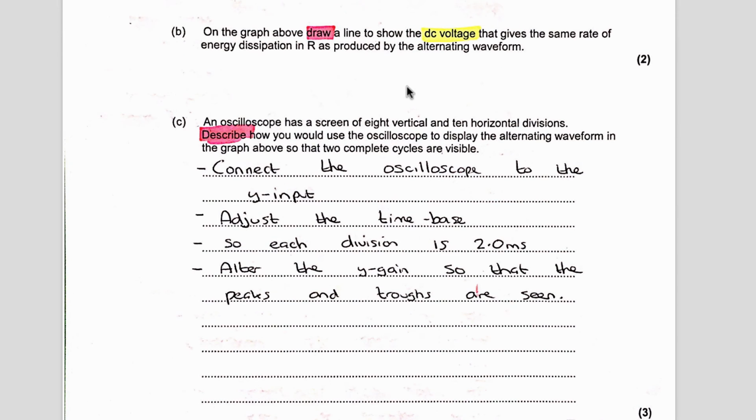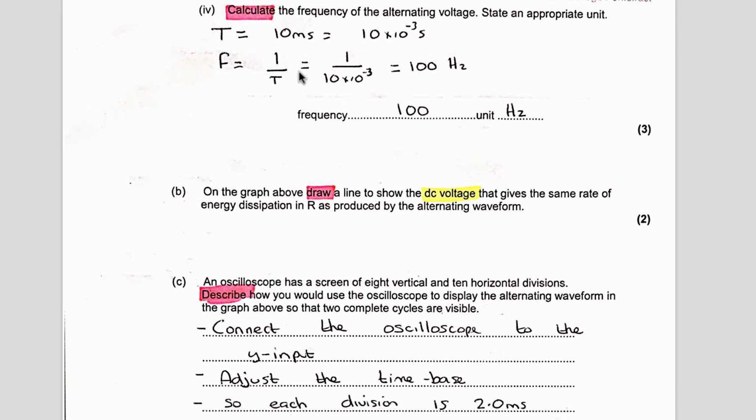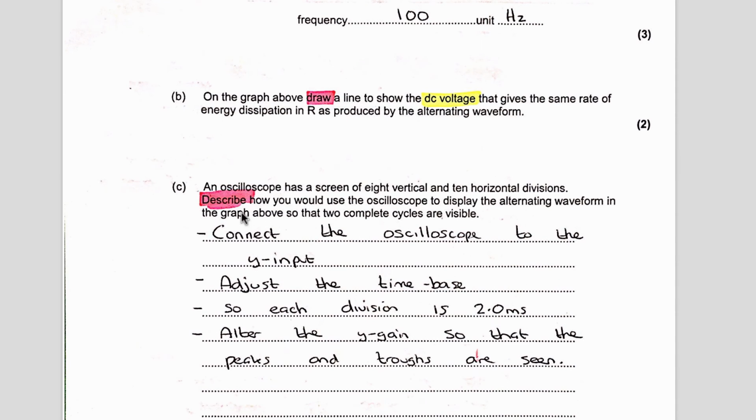Well, again, if we go back to here, then we know that the time it takes for one cycle is 10 milliseconds. So to see two complete cycles, our oscilloscope will have to be set so that we can see 20 milliseconds all the way across. Because it's got 10 horizontal divisions, you'd set each horizontal division, in other words the time base, to 2 milliseconds, because then each square is worth 2 milliseconds. With 10 squares, you'd be able to fit 20 milliseconds on your screen.